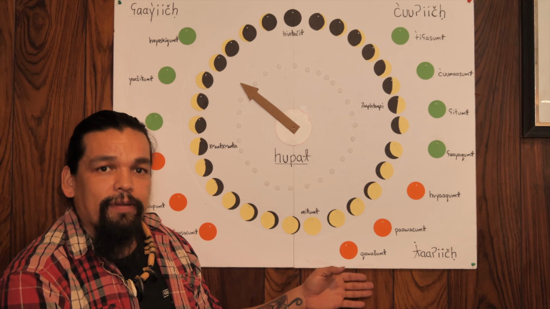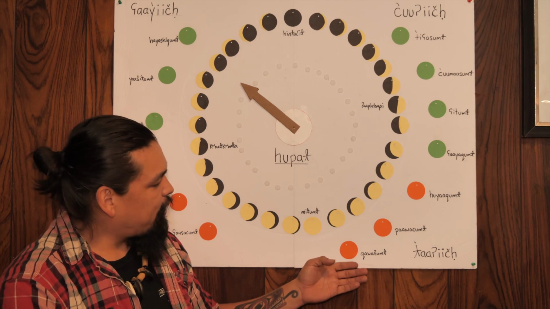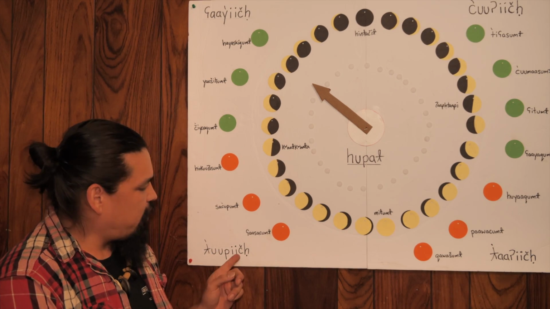And Kawashumk is the salmon berry moon. And now we're starting to see that berries are starting to become available in our territories, and we would often go and harvest those. Next we have Klupich, summer.